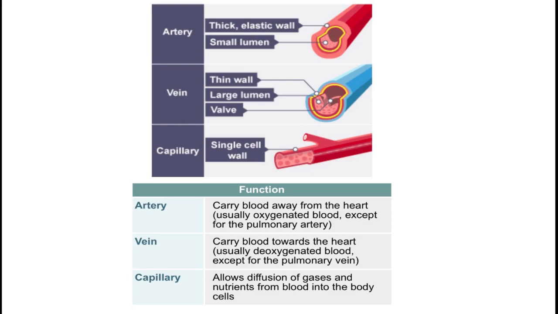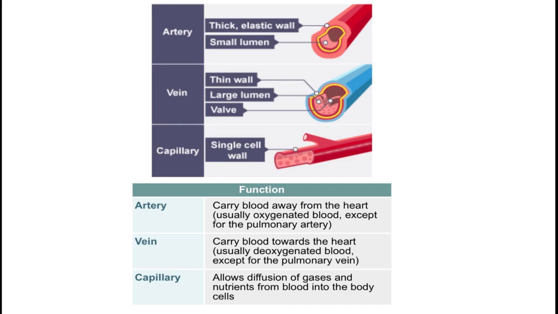Whereas the veins are very thin walled and have a large lumen because of the thin walls. Also, they have valves inside them because they don't want the blood to flow in the opposite direction. So valves keep the movement of blood in the same direction and prevent the backward flow.